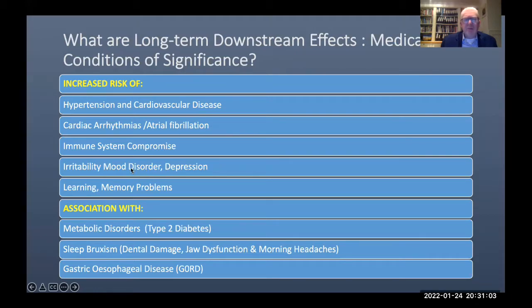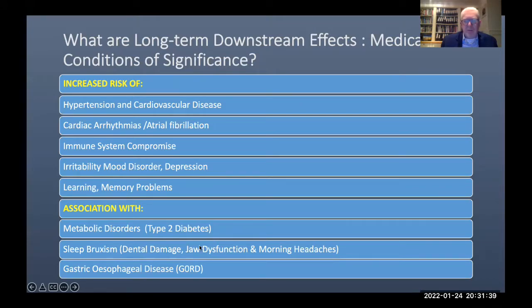Immune system compromise, irritability, mood disorders, depression, things that are consistent with poor sleep quality, learning and memory problems, cognitive issues. There's a pronounced association with metabolic disorders, type 2 diabetes. Glycemic health is affected by hypoxic conditions whereby sugars are processed differently. So it becomes much harder to lose weight and much harder to maintain a particular weight. And we can see the effects of weight on these presentations later on.